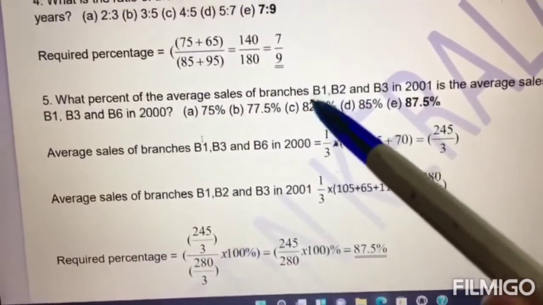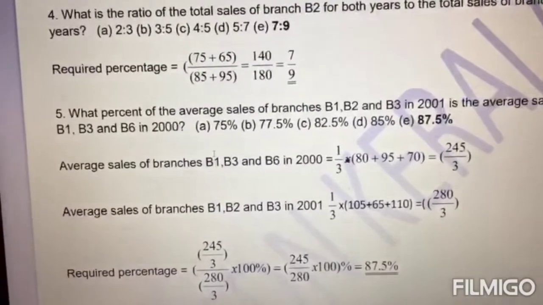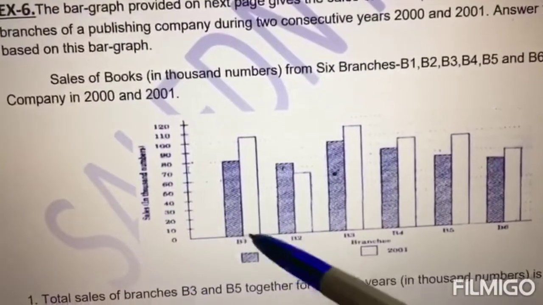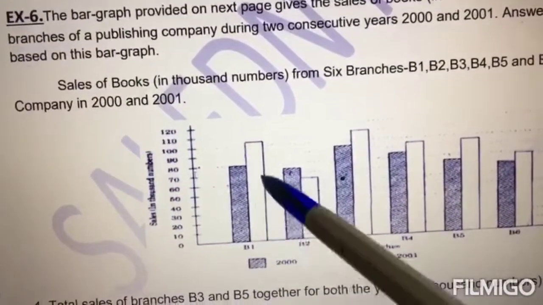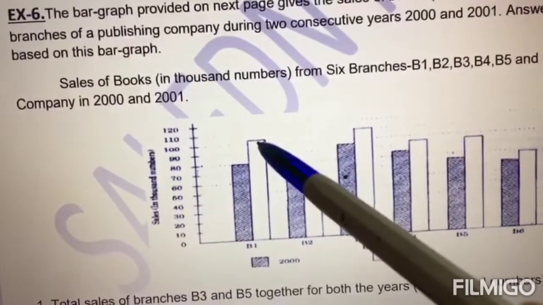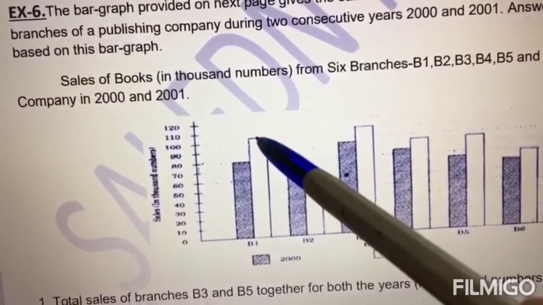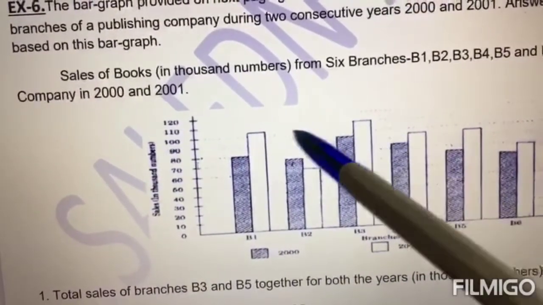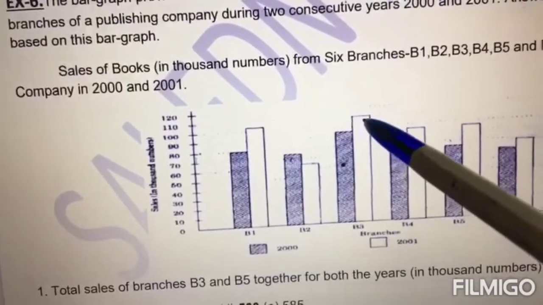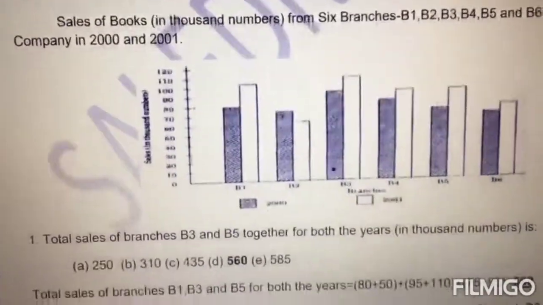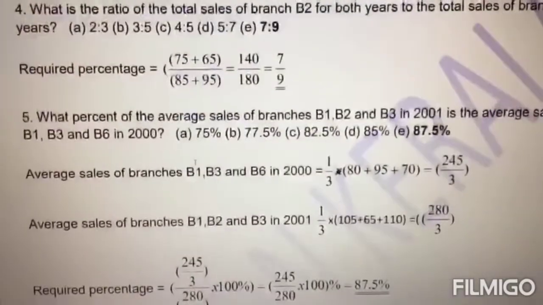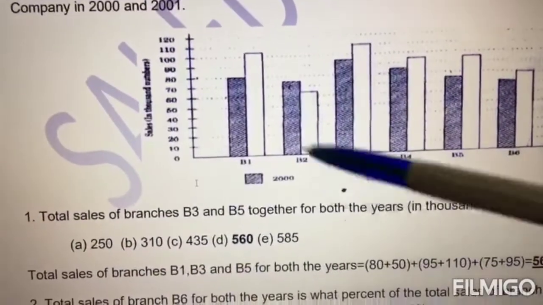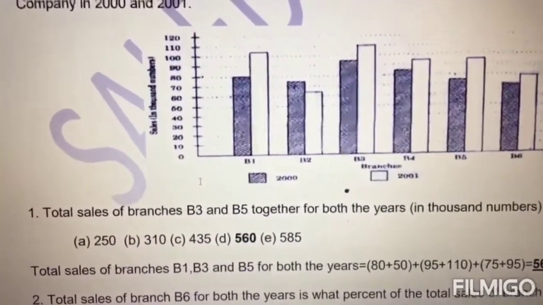So first find the sales of branches B1, B2, B3 in 2001. B1 in 2001 is which graph? It is this empty one, white one. So B1 in 2001 looks like 102,000. B3 in 2001 looks like almost 110,000. B2 in 2001 is, say, 65,000.